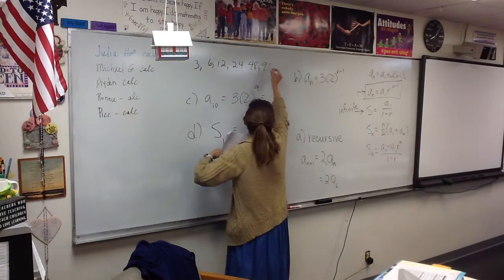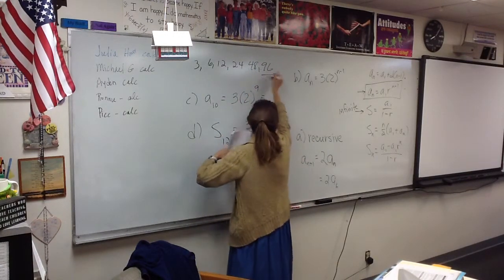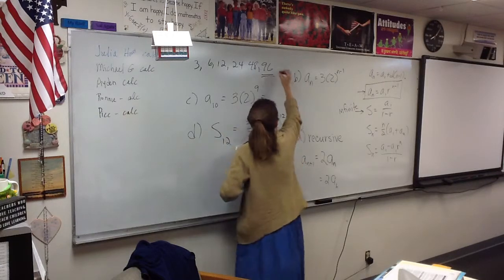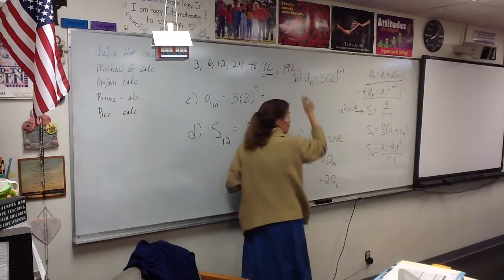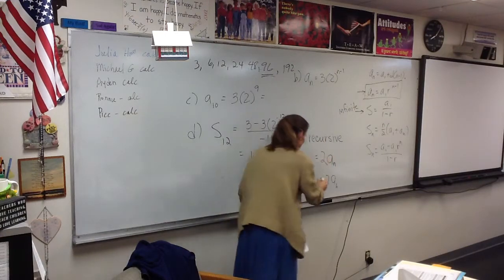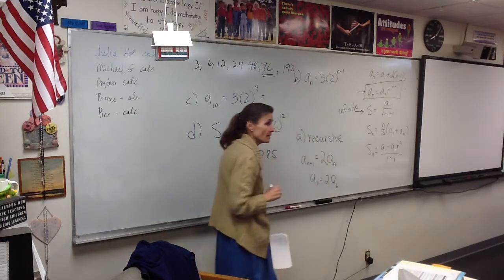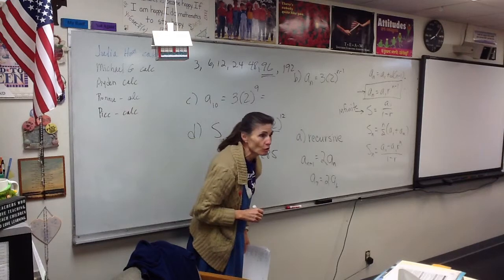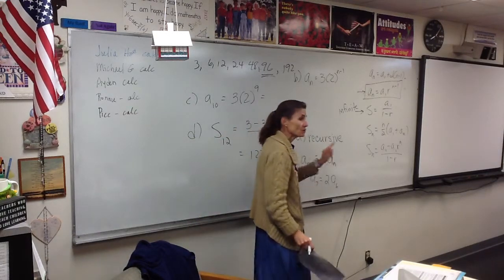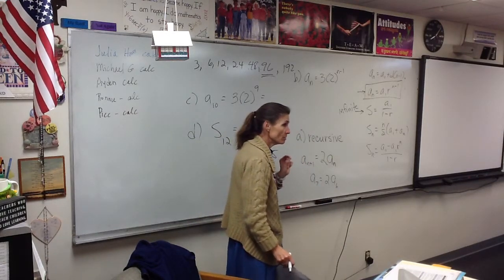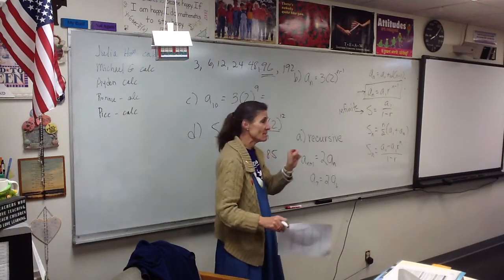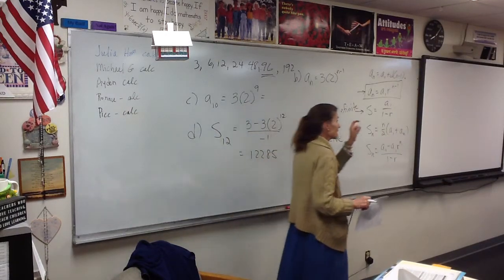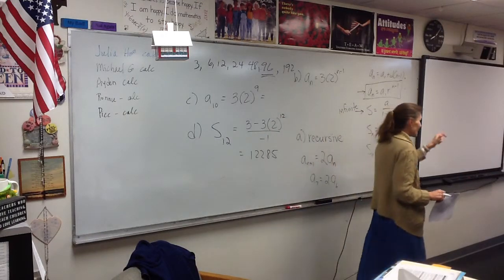Here's the 1, 2, 3, 4, 5, 6. Here's the 6th term. If you took it times 2, you'd get 192, which is the 7th term, right? How do you get the 8th term? You take the 7th one times 2. That's what it means to be recursive. Recursive means tell me how I take a term and get the next term.